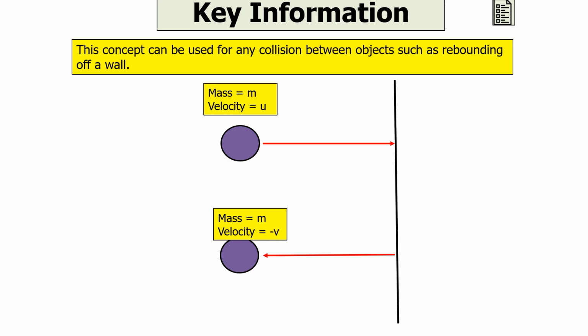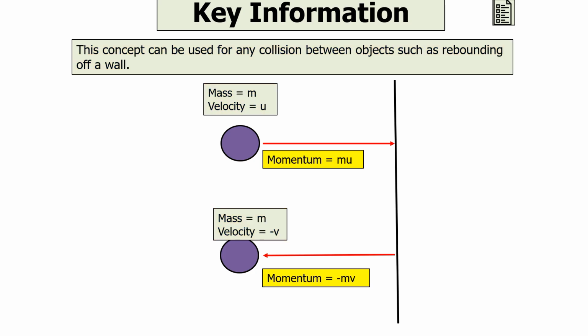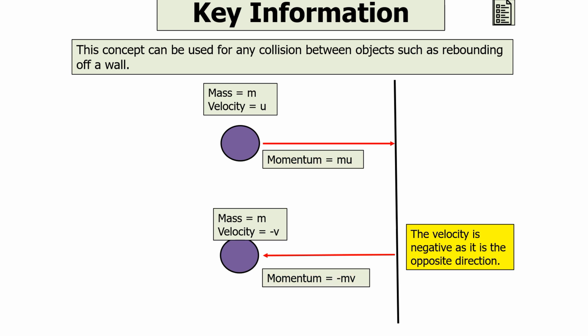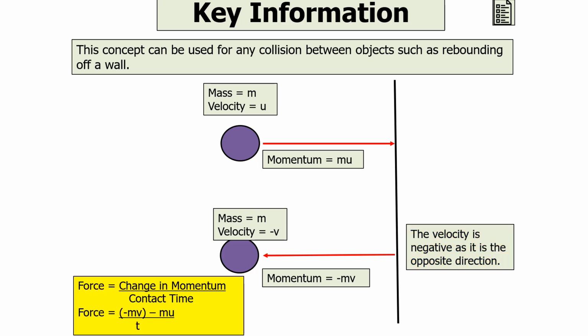Now, this concept can be used for any collision between objects such as them rebounding off walls. So if you've got an object which is rebounding off a wall, we can say that the initial momentum is equal to mu and the final momentum is minus mv. Now, in this instance, the velocity is negative as it's now acting in the opposite direction and momentum is a vector. So we know that force is equal to the change in momentum over the contact time. So the change in momentum is minus mv minus mu over t.